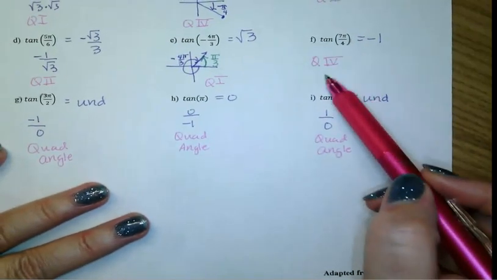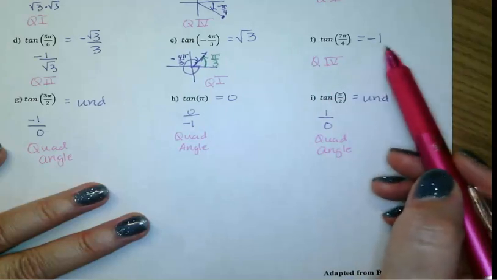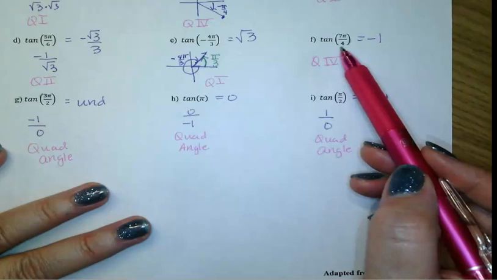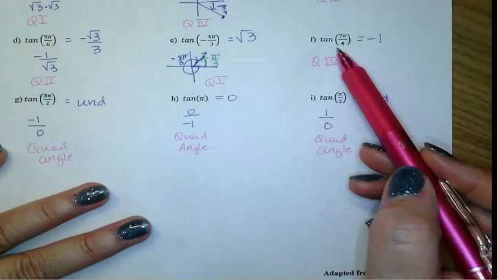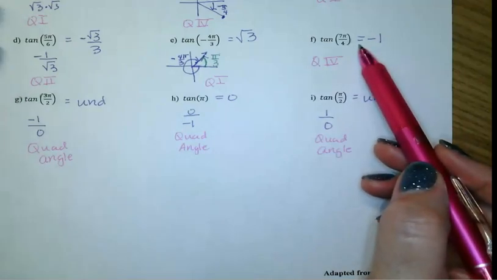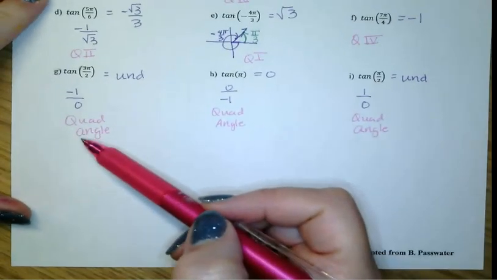All right, so let's move into this one. We're doing 7 pi over 4. It's in quadrant 4, and we know that the tangent values in quadrant 4 are negative. We know that any multiple of pi over 4 has the coordinates root 2 over 2, root 2 over 2, so anything divided by itself is 1, and because it's in the fourth quadrant, I know it's a negative 1.